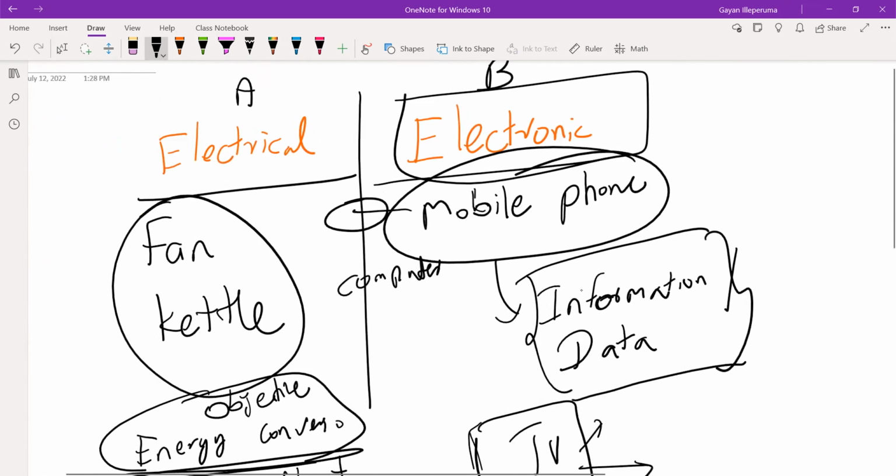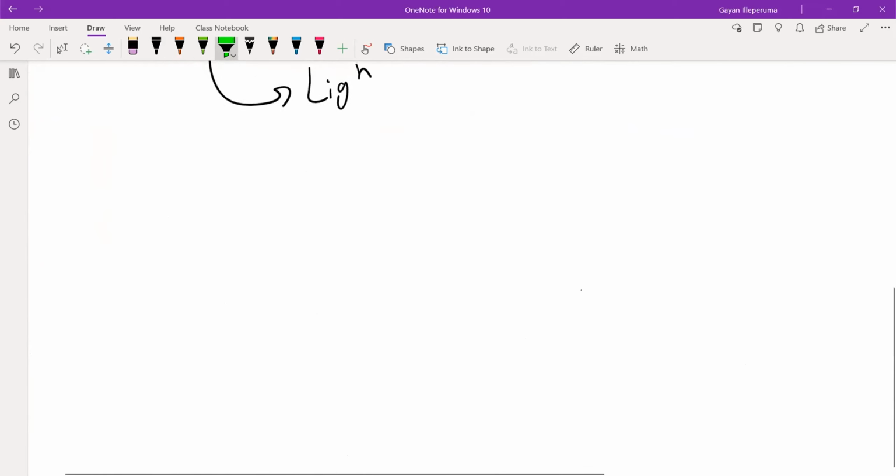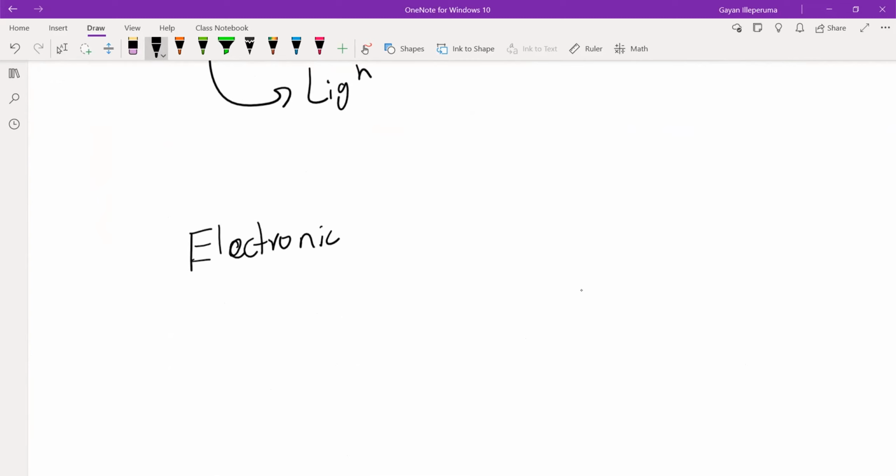So that's the main difference, electrical and electronic. So our focus will be on electronic devices. That means we will be looking at data and information.